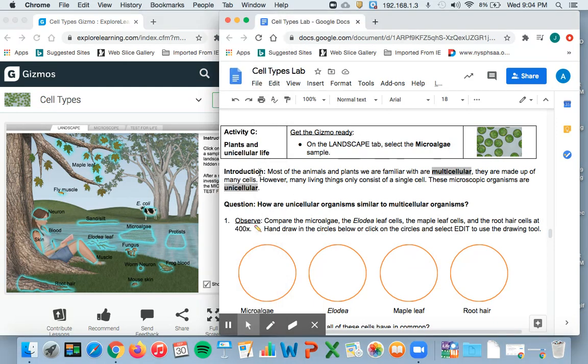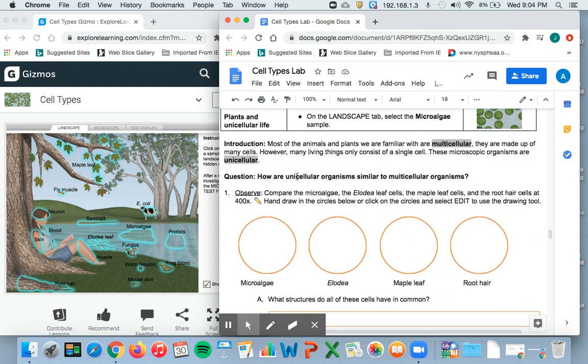If we're looking at our lab, it's telling us the introduction. Most of the animals and plants we are familiar with are multicellular, meaning they are made up of many cells. However, many living things only consist of a single cell. These microscopic organisms are unicellular. We're not as familiar with unicellular organisms because we need a microscope to see them, but there are a lot of them around that we're going to start to explore now.